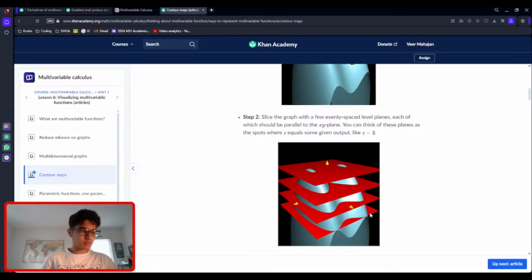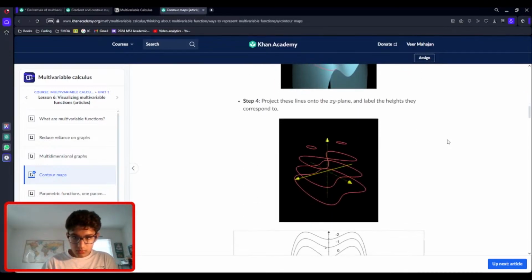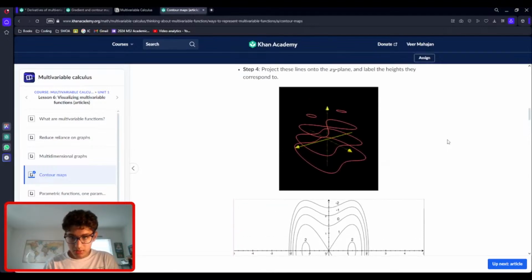Oh wait, I did the xy plane wrong. Sorry, xy is like this. So it's horizontal for me right now, perpendicular to me. I'm like the z-axis. So okay, you're doing it like that. You're slicing it perpendicular to the z-axis, and labeling the heights that they correspond to.